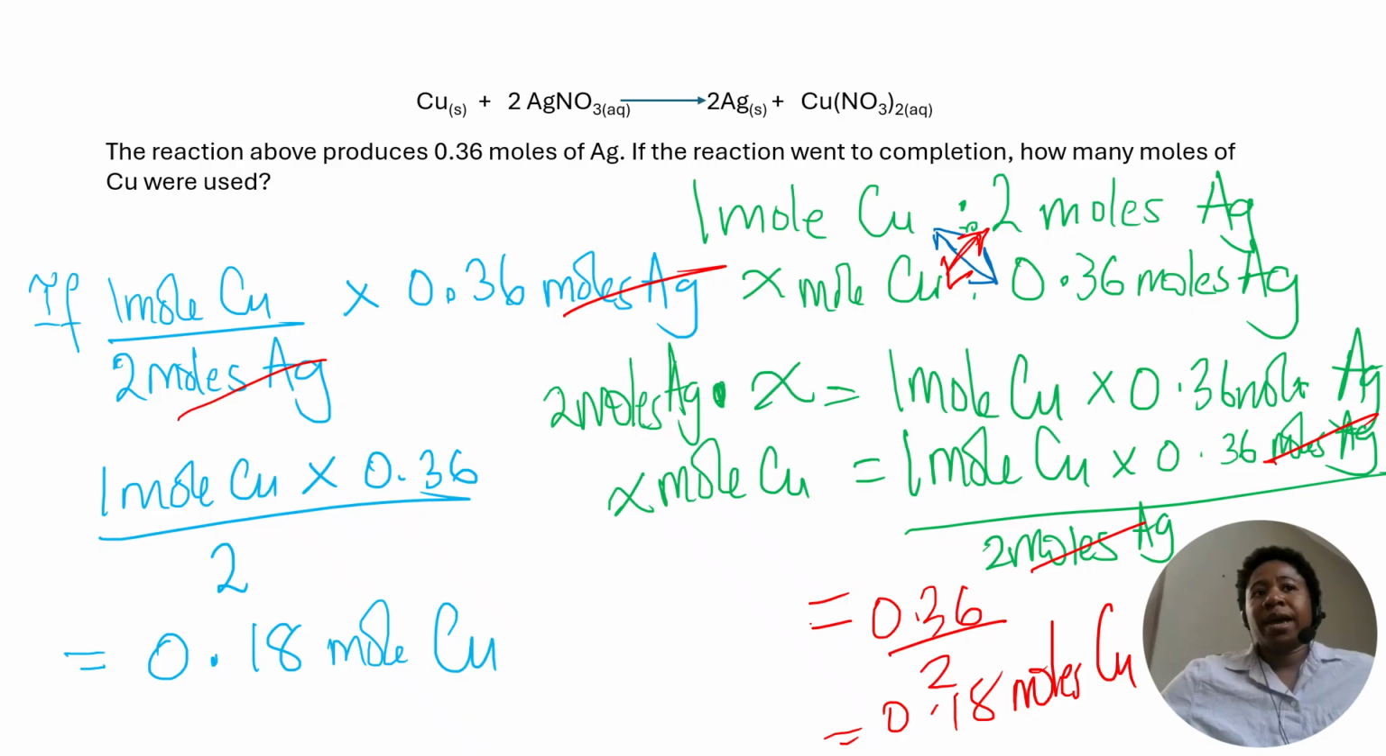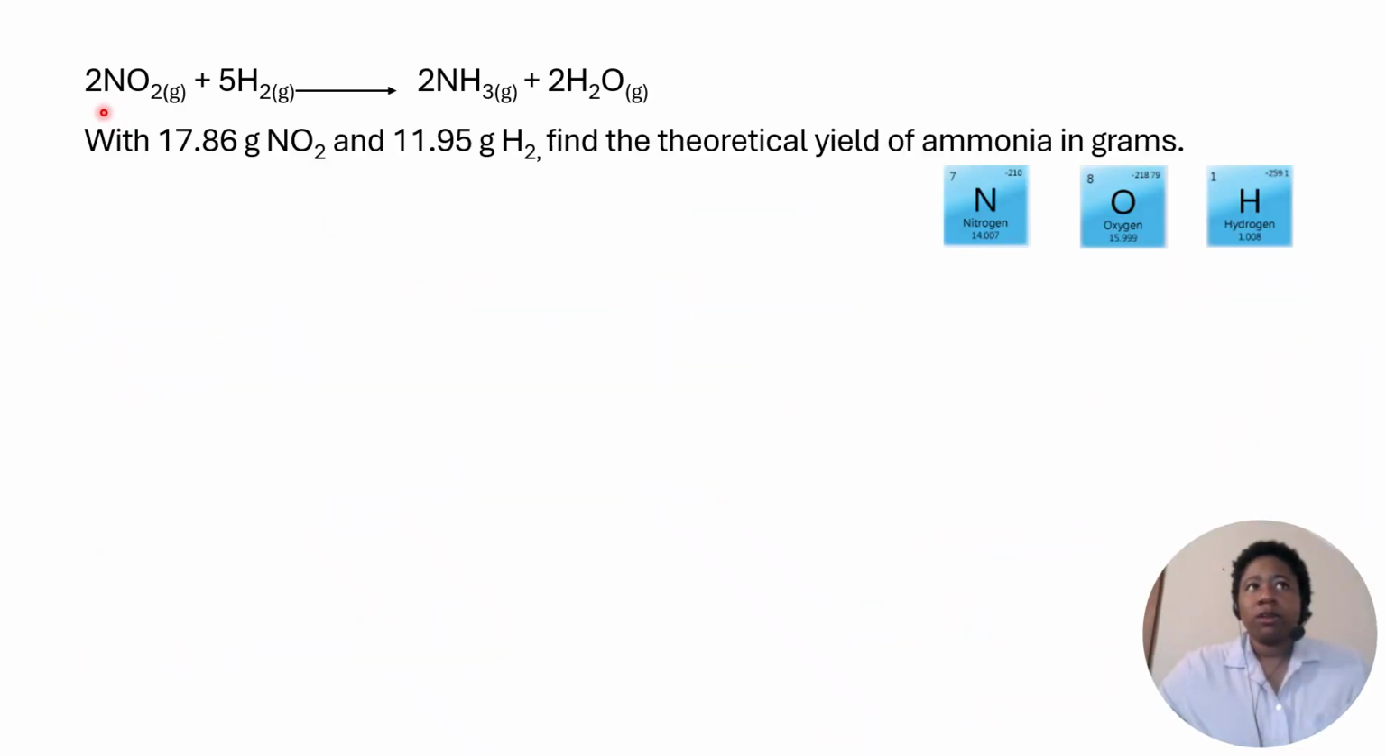I'm going to be looking at another question where we get into a bit of limiting reagent so as to determine the overall yield of a reaction. We have an equation, and it's the reaction between nitrogen dioxide and hydrogen to produce ammonia and steam. We could see that nitrogen is being reduced and hydrogen is being oxidized, so this is deemed a redox reaction.